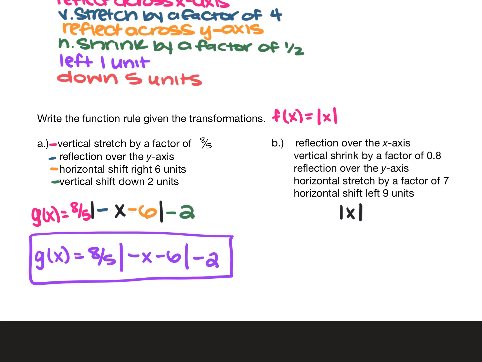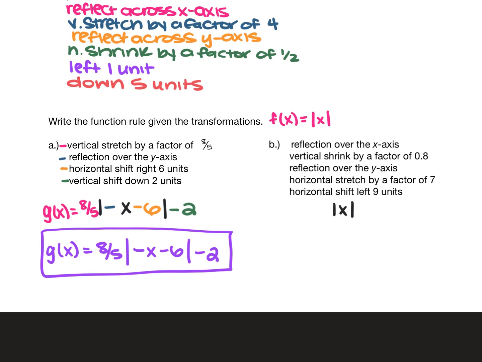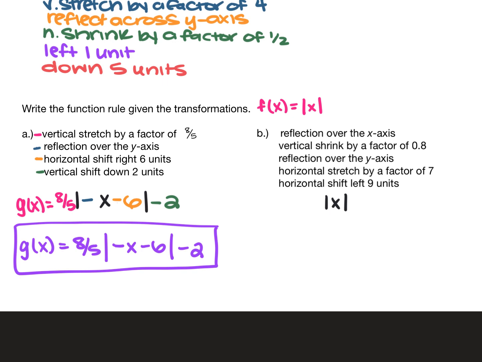For our last example, we have a reflection over the x-axis. Then we are vertically shrinking by a factor of 0.8. Then we are reflecting over the y-axis. We have a horizontal stretch of a factor of 7 and a horizontal shift of left 7 units. So we're starting with the parent function of f of x is equal to the absolute value of x. If we are reflecting over the x-axis, that negative is going to go in front of the absolute value bars.